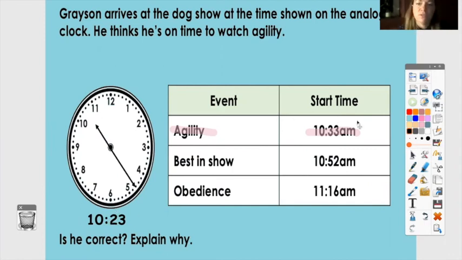Agility doesn't begin until 10:33. So he's actually arrived 10 minutes early. Well done, Grayson. Enjoy the show. Not something Charlie would ever be doing. He likes the lazy things.